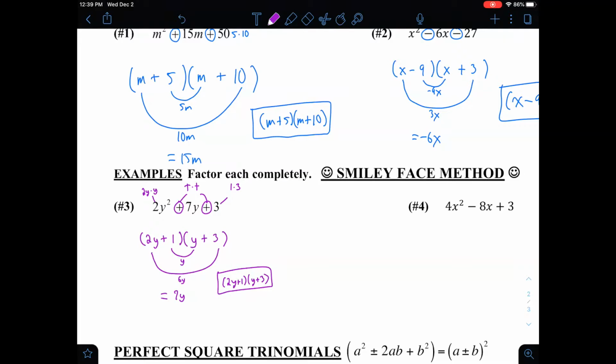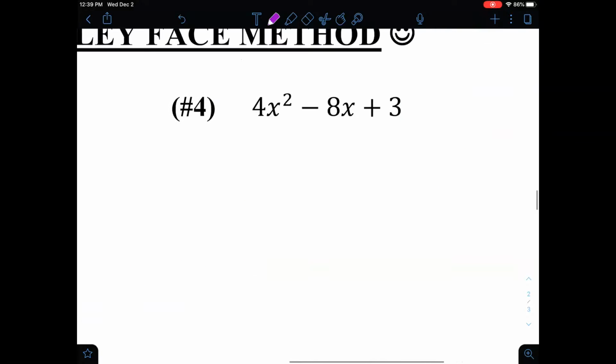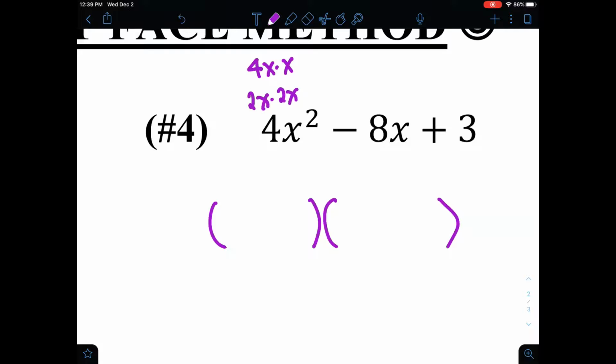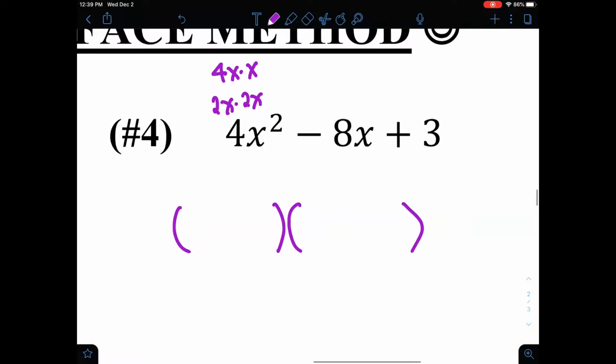All right, number 4 is a little bit trickier because we have 4x squared and we have positive 3. So how can we get 4x squared? Well, there's two different options here. We can do 4x times x, or we could do 2x times 2x. So we're not sure. We're going to be guessing and checking here. We don't know which ones are going to work, but let's look at the signs now.